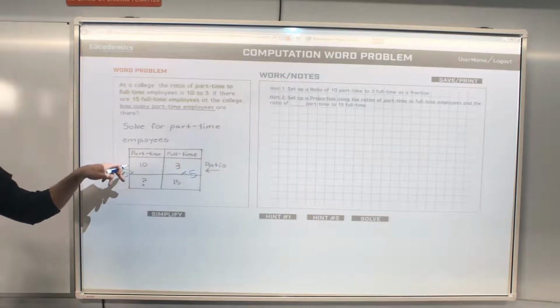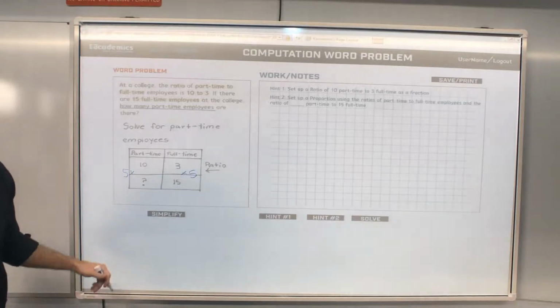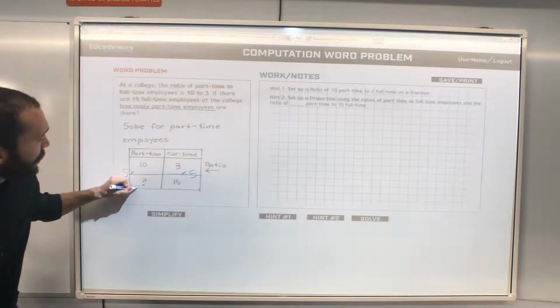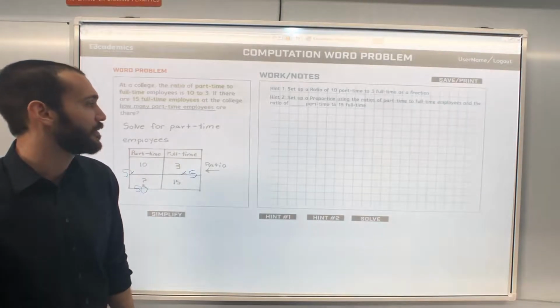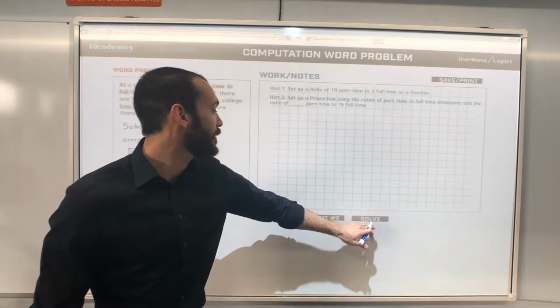So what happens when we multiply 10 by 5? 50. There we go. We should end up with 50. Okay. Huh. I wonder if that's what we ended up with over here.